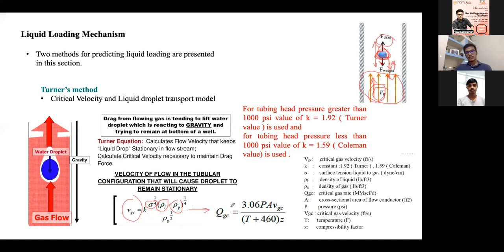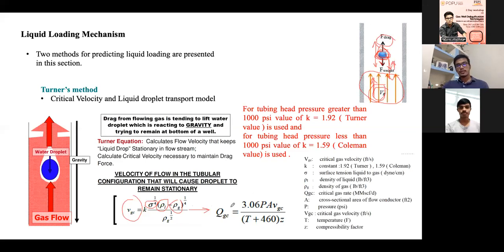What is a critical gas rate? It is the minimum gas rate below which you will notice your fluid moving downwards, so it will accumulate in the wellbore. Because of that, you are going to see an increase in the flowing bottom hole pressure, and basically it will reduce your gas production and kill your well.